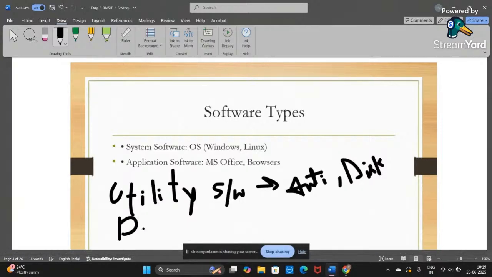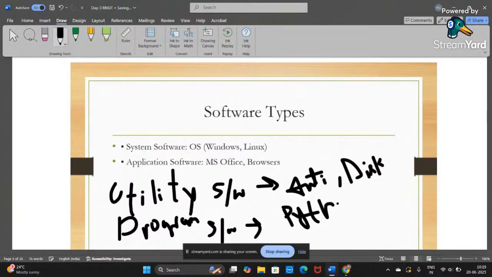Then programming software. It is nothing but tools for coding, like Python, Java. The tools we use to code are called programming software. These are the types of software. Mainly we focus on system software and application software.